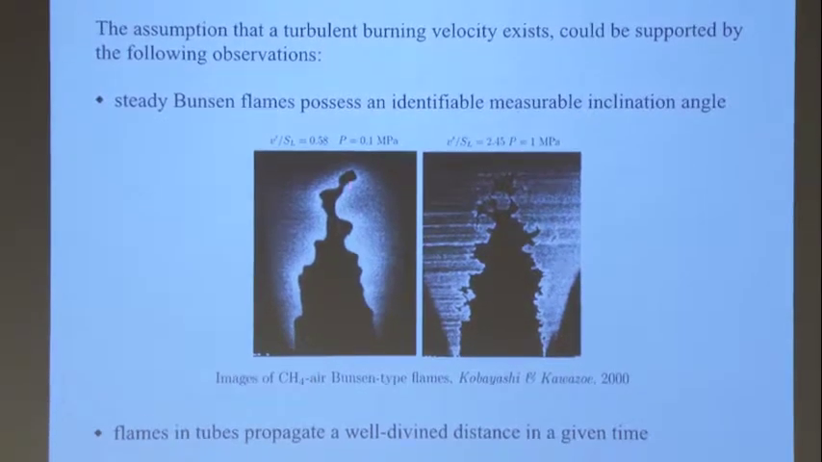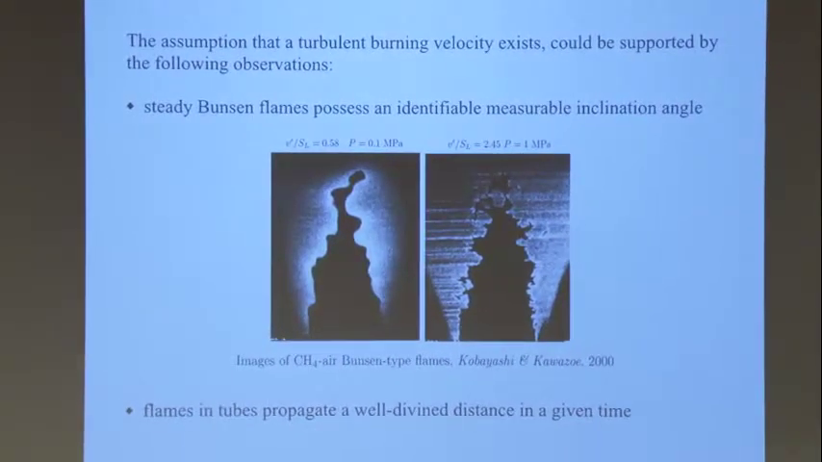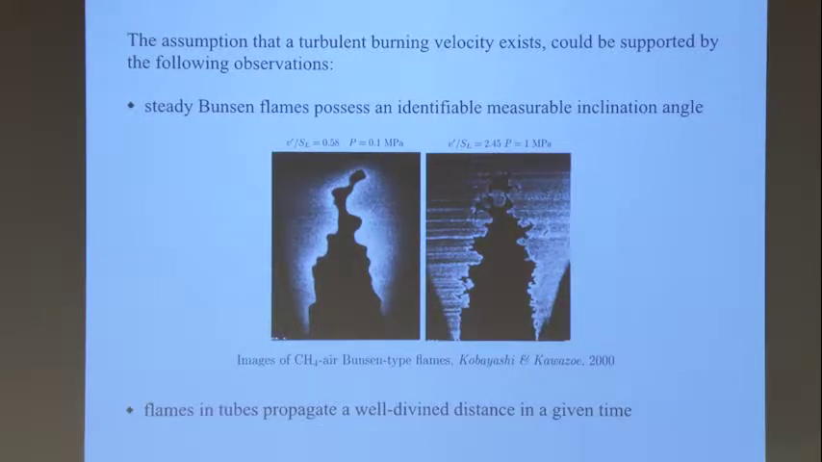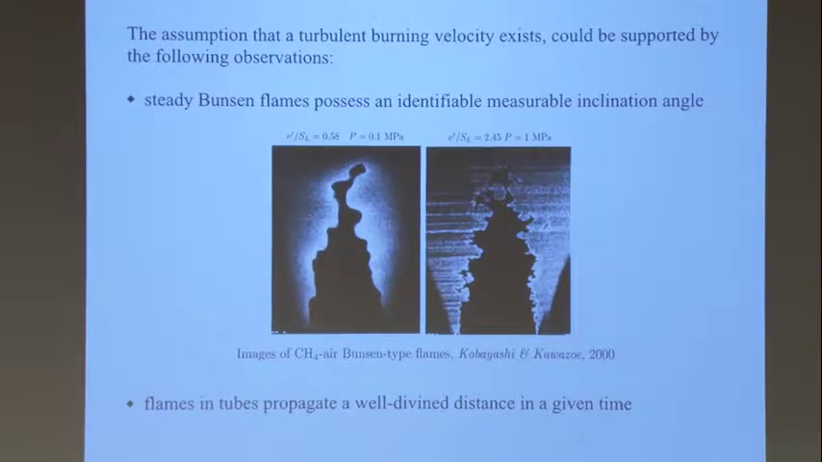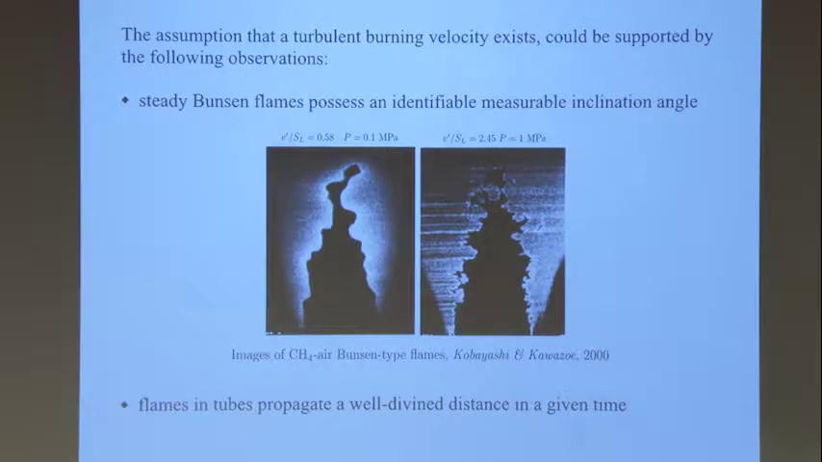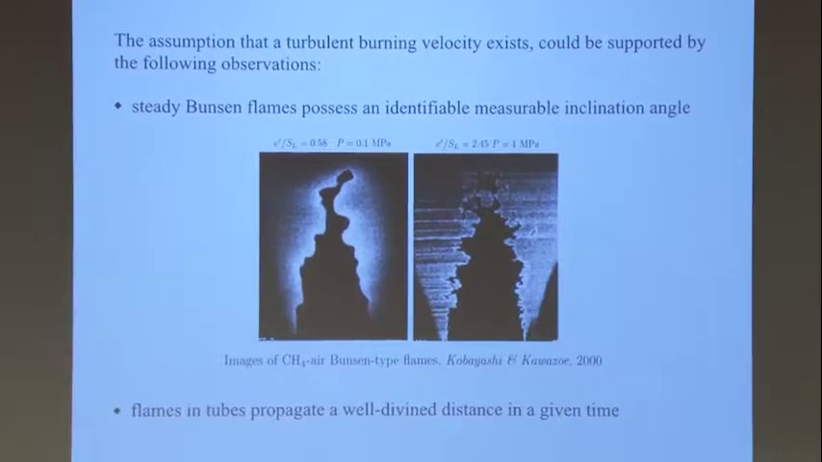Experimentally, you see that Bunsen flame, for example, even under turbulent condition, maintain on the average a certain conical angle. And we have seen earlier this week that the angle is related to the flame speed because the ratio of the laminar flame speed to the incoming flow is the sine of the angle, right? And so clearly that suggests that there is some kind of turbulent flame speed that can be defined. Also, flame in tubes seem to propagate at a, well, not defined, but defined distance at a given time.